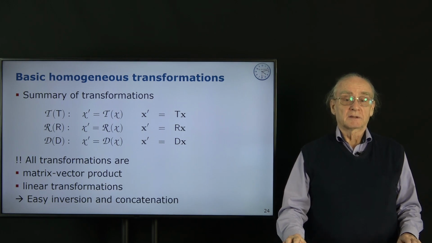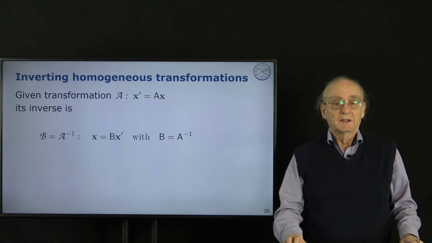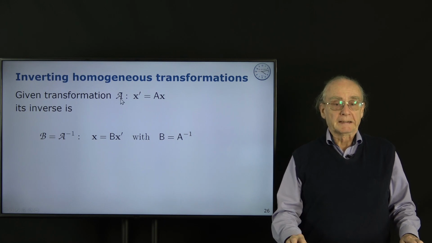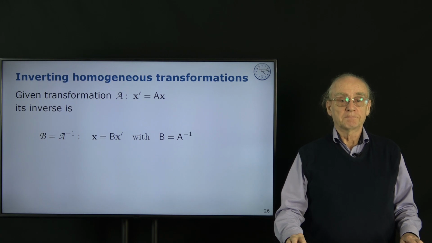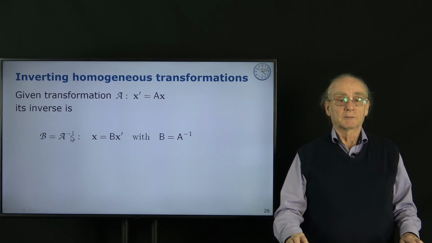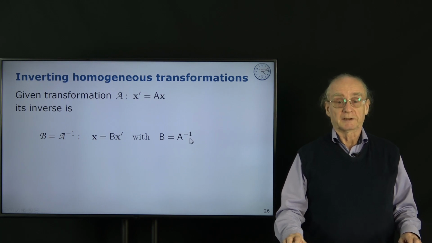So we will see that this allows an easy inversion and easy concatenation. So let's look at the inversion. Inverting a homogeneous transformation. So let's assume we have this transformation A given by multiplying the vector x by this matrix A, leading to the new point with coordinates x prime. Then it's inverse, that means we have an inverse transformation, that is A power minus 1, is x equals inverse transformation multiplied with x prime with B equals the inverse matrix of A. So this is very easy.